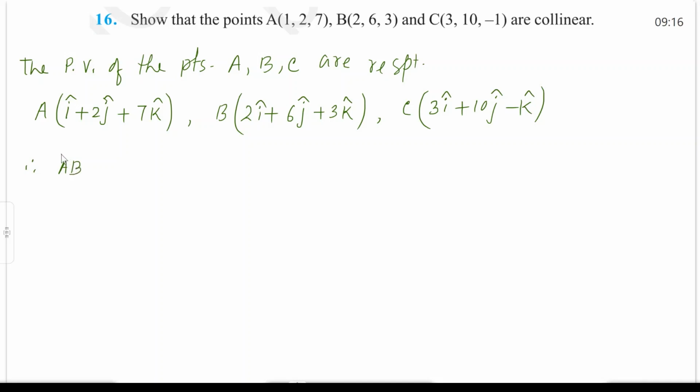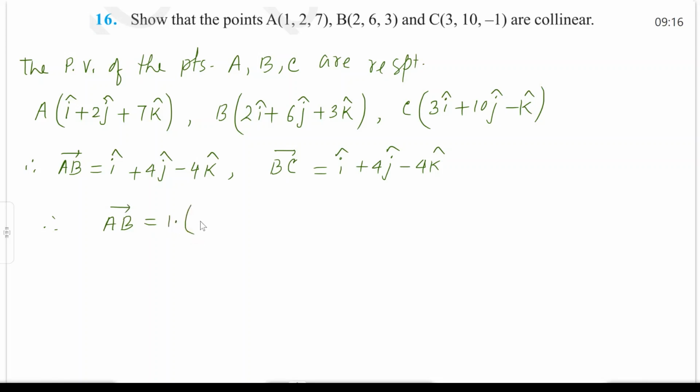The vector AB bar is equal to position vector of B minus position vector of A. So 2 minus 1 is 1 only, 6 minus 2 is 4J cap, and 3 minus 7 is minus 4K cap. And what about BC bar? This vector BC bar is equal to 3 minus 2 is I cap, then 10 minus 6 is plus 4J cap, then minus K minus 3K is minus 4K.